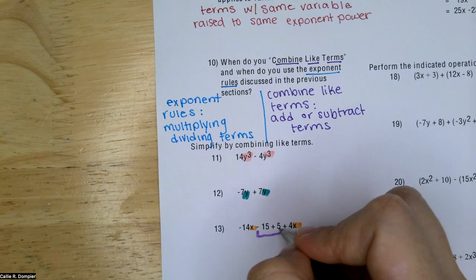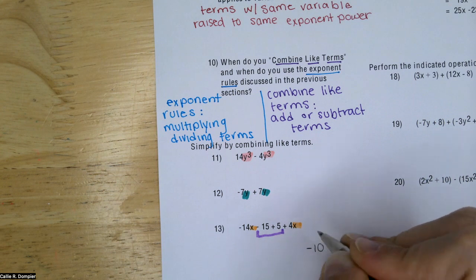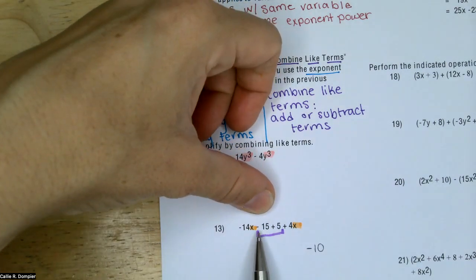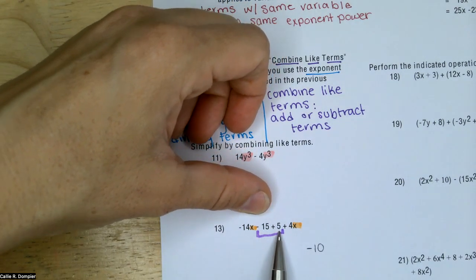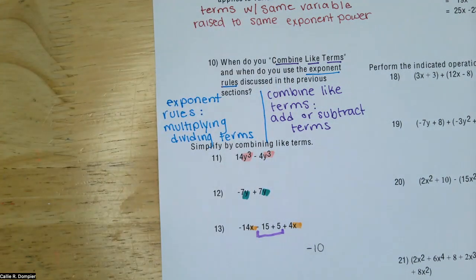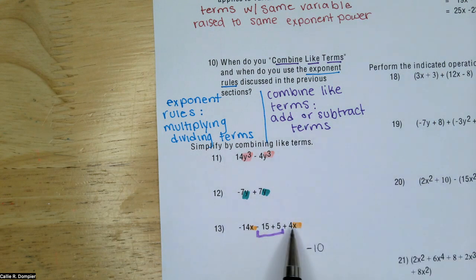Negative 15 and 5 is going to be negative 10 because the signs are different. 15 and 5, we can combine them, but the signs are different. A negative and a positive means we subtract. 15 minus 5 is 10. And then we take the sign of the bigger of the two numbers. The 15 is bigger than the 5, and 15 was negative, so it's a negative 10. Or you put it in your calculator. Negative 15 plus 5 is negative 10. Good.